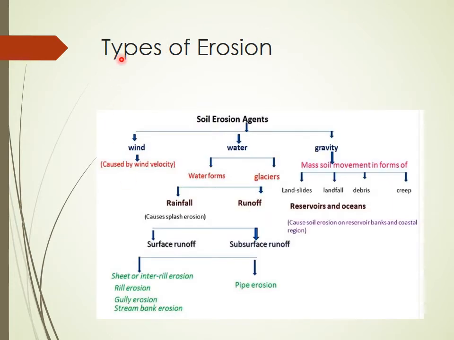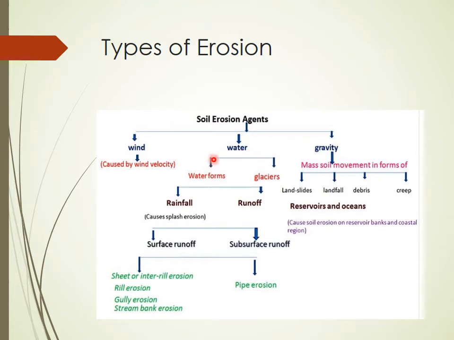Then we'll be seeing about different types of erosion. The types of erosion are classified based on the soil erosion causing agents. If wind velocity is causing the soil erosion, then it is called wind erosion. If water is causing erosion, it is called water erosion, and it may be of two forms.